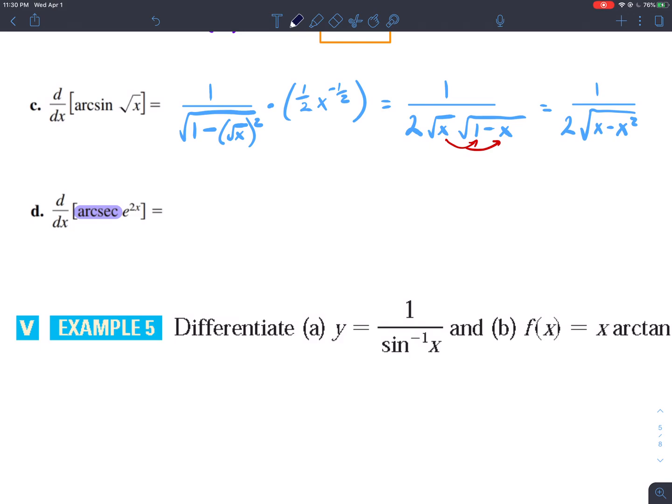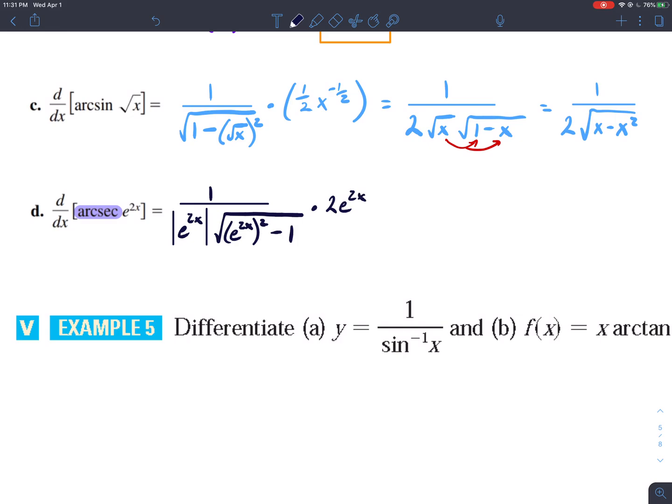If you scrolled up to the formula, you would see that the derivative of inverse secant is 1 over the absolute value of the input, which is e to the 2x, times the square root of the input squared, e to the 2x squared, minus 1. And then, of course, because the input is not just plain x, but e to the 2x, we have to multiply by the derivative of e to the 2x. And the derivative of e to the 2x is e to the 2x times 2. So 2e to the 2x.